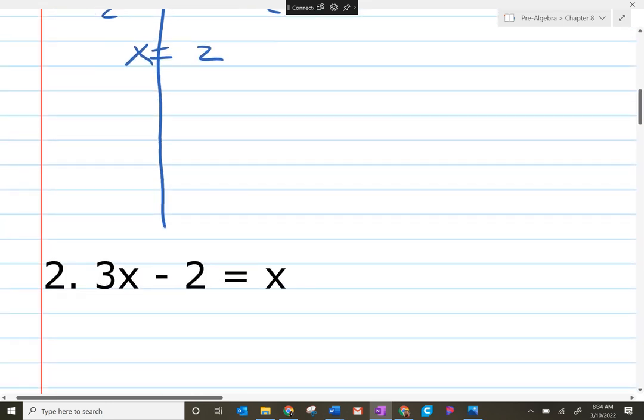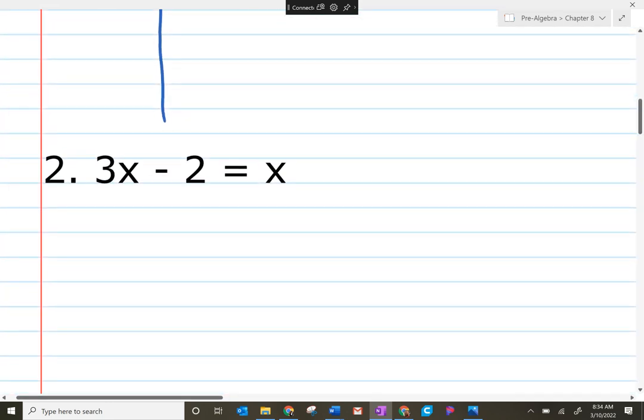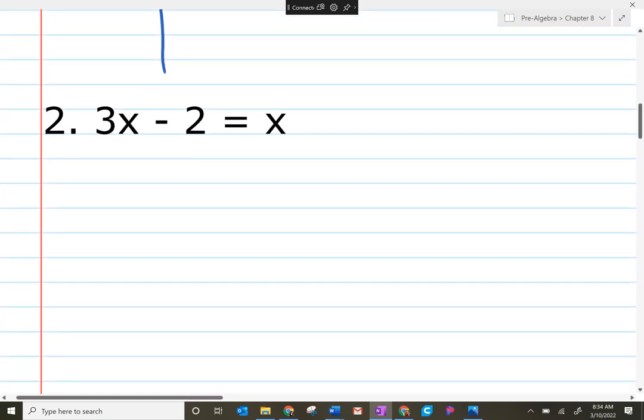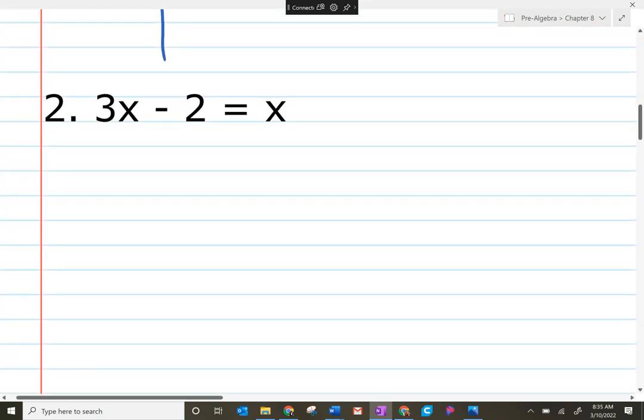Okay, example number 2. You guys are going to help me on this one. I've got 3x minus 2 equals x. First thing I'm going to do is draw that line. Perfect. Austin, what am I doing first? Subtract 3x from both sides. Awesome. Why did you choose the 3x? I agree with you. Because you want to have the negative 2 by itself. Perfect. You want that 2 on the side by itself, and you want the x's on the opposite side. So I'm going to subtract 3x from both sides.